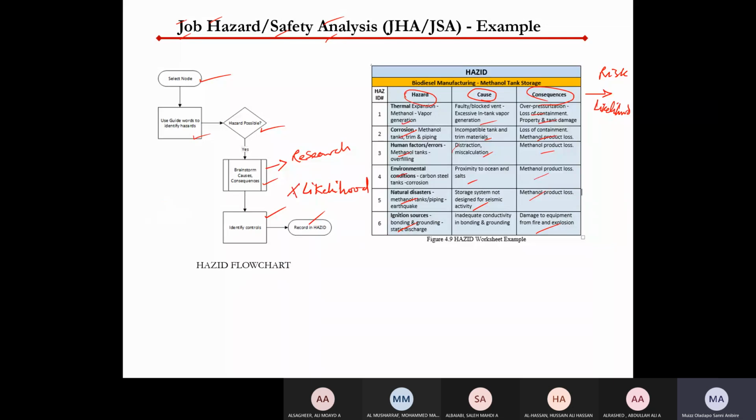So it doesn't involve that. Okay, that is not involved. It simply stops at identifying the consequences, recommending some controls. Okay, especially here to reduce the exposure, and record the hazard.